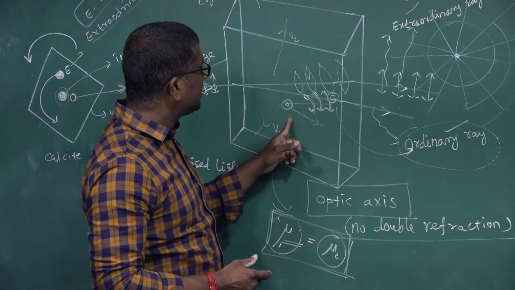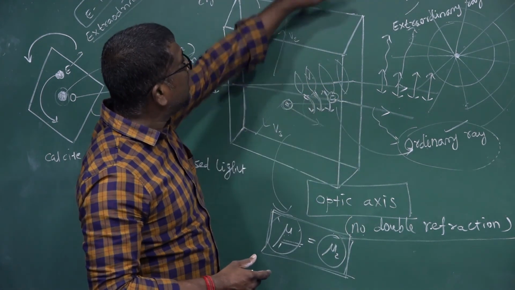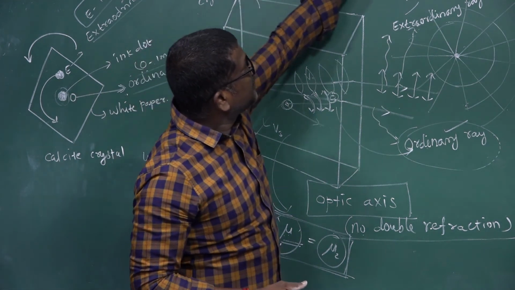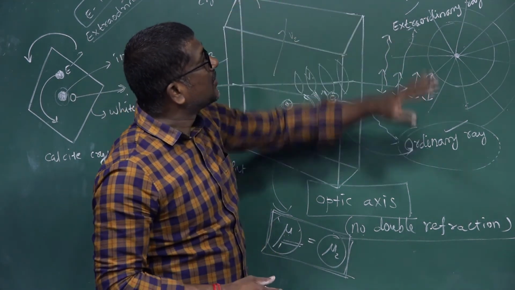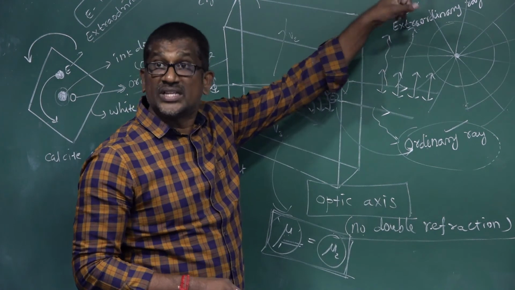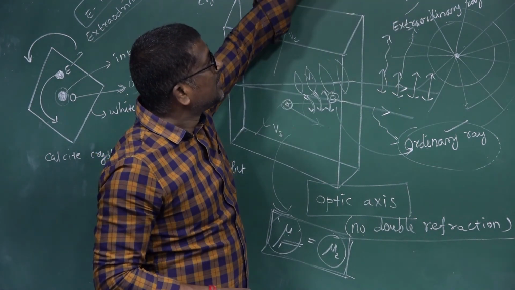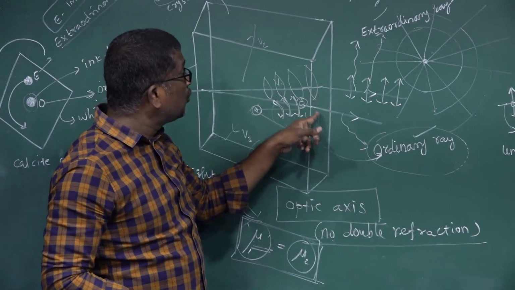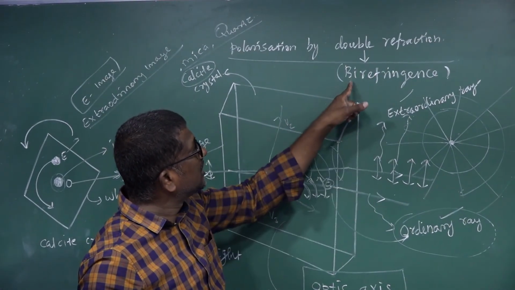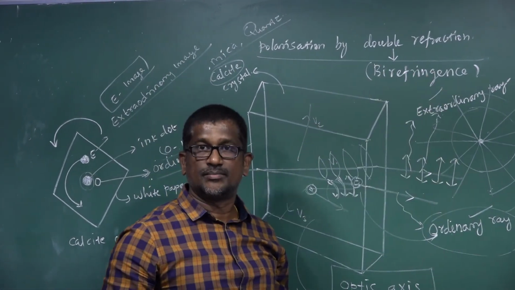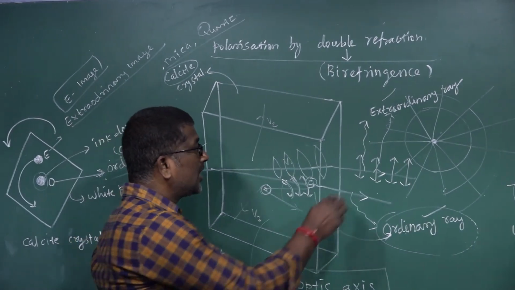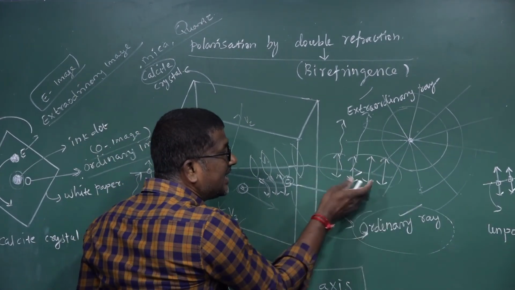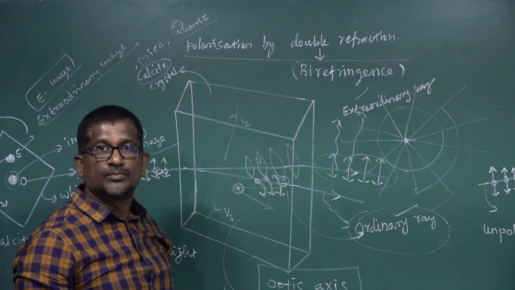But in this calcite crystal, double refraction takes place. Double refraction is also called birefringence. Bi means two. Two refracted rays are produced, so that is why it is called birefringence. Right? Okay, here the extraordinary ray is completely plane polarized.